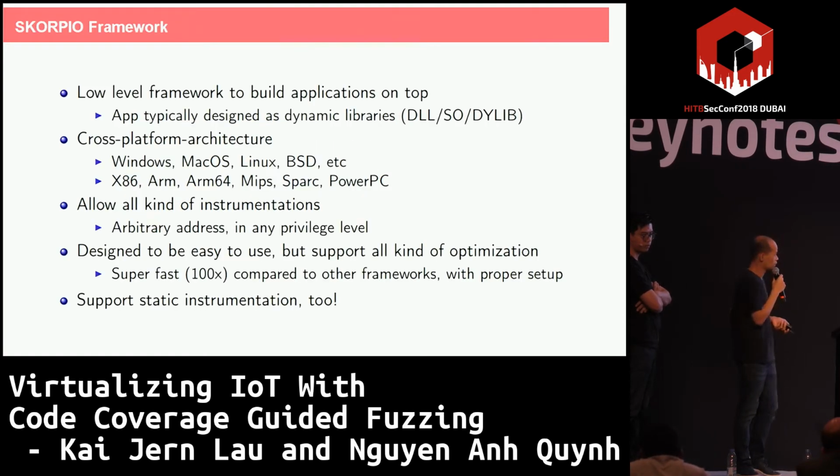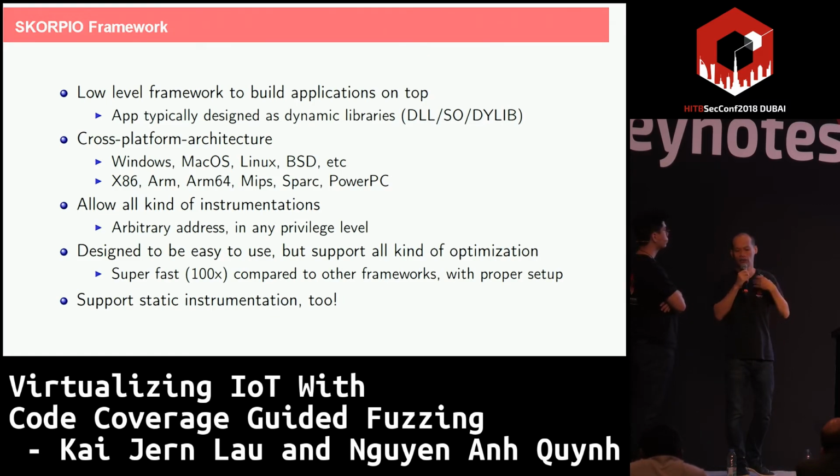So we decided to build our own framework for DBI, which is called Scorpio. There are some main advantages offered by the Scorpio framework. First one, Scorpio is a low-level framework, so you can build your own instrumentation on top of that. It supports all kinds of platforms. Scorpio works on Windows, on macOS, on Linux, on BSD, and on everything you can try. It supports all kinds of CPUs. It works for Intel, it works for ARM, for ARM64, for MIPS, for SPARC, and for PowerPC.